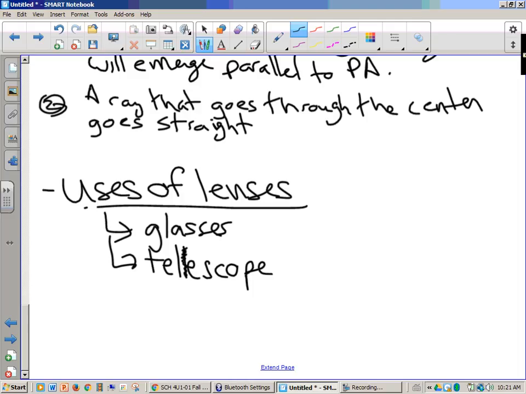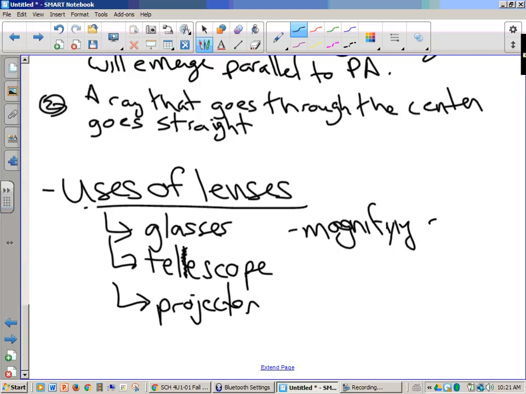Yep. A projector. We looked at the projector. Projector. Magnifying. Magnifying glass. All right. That's good. I'm going to start a new page here.